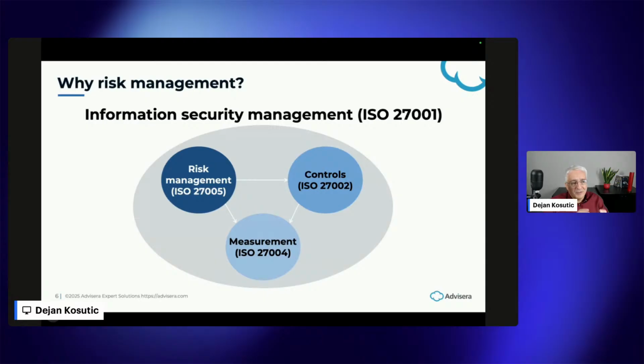So 27001 is, I would say, rather generic. It does give you a clue about what the most important elements of risk management and other things are, but it doesn't give you too much detail. So if you want to learn about details, then you can read ISO 27005. If you want to learn the details about implementation of controls, then this is 27002, and about measurement, 27004.